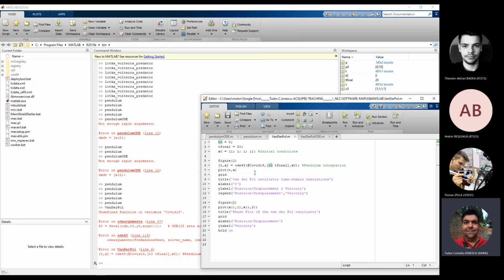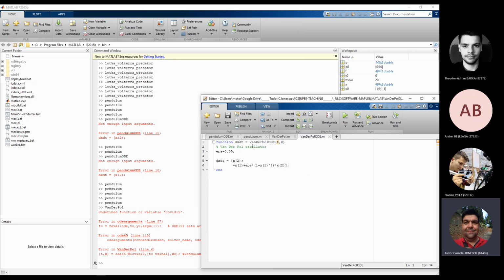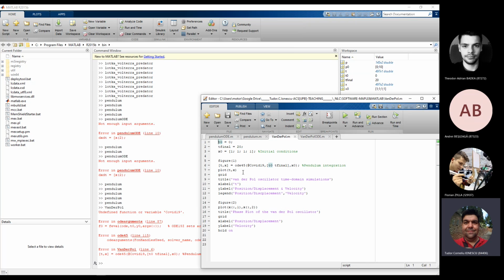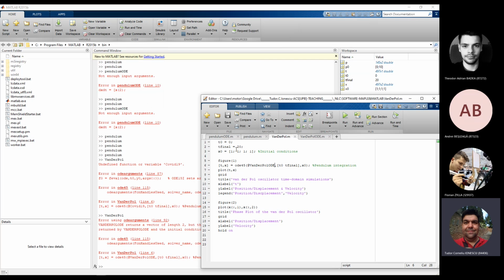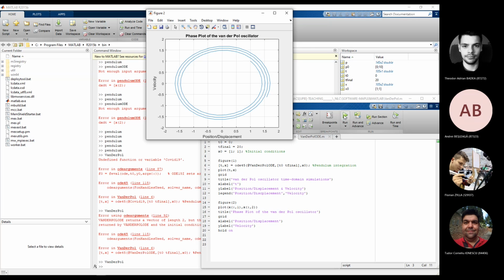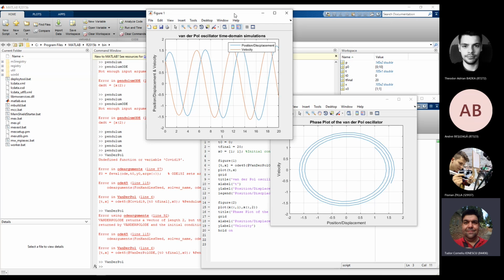I think I did something wrong here. Should be. Excuse me. Let me just fix this for you. Van der Pol. Okay. Sorry about that. Run. No, what now? Oh, sorry about that. We have to also pick up initial conditions properly. Yeah, initial conditions properly. Okay.